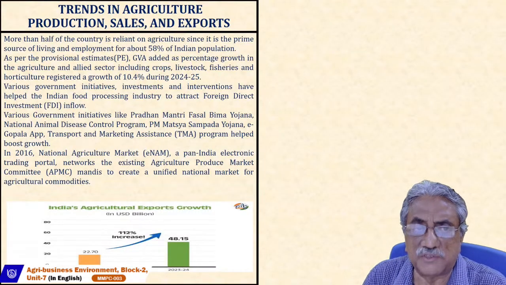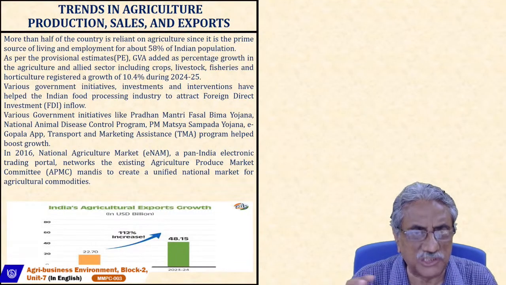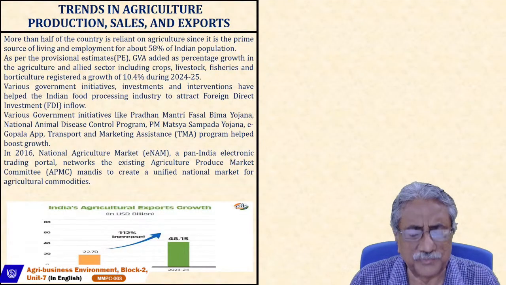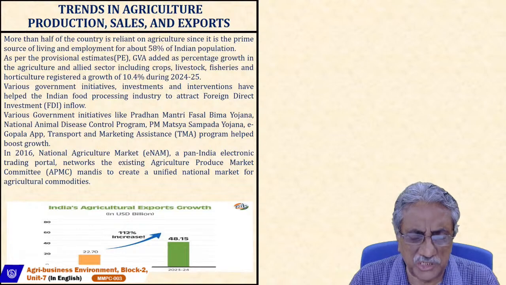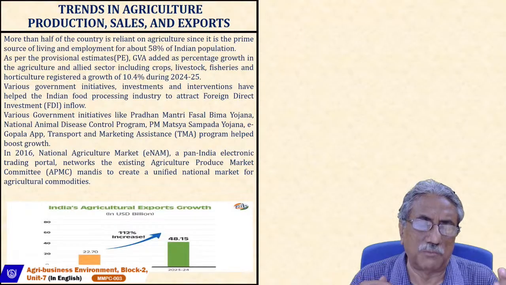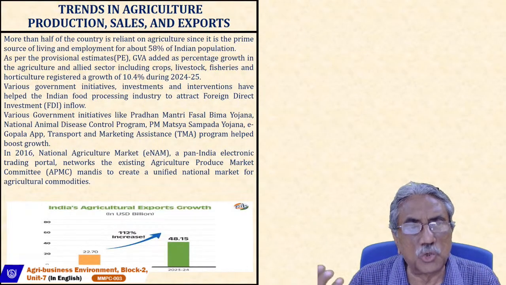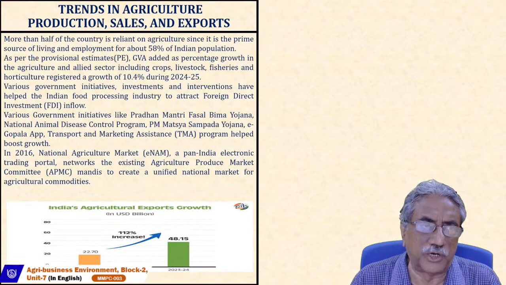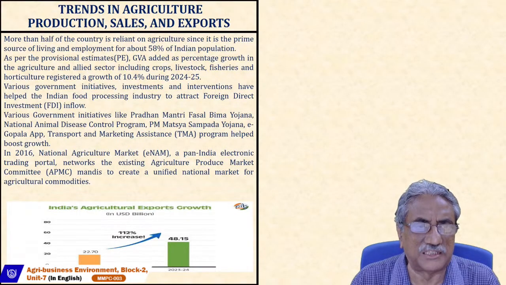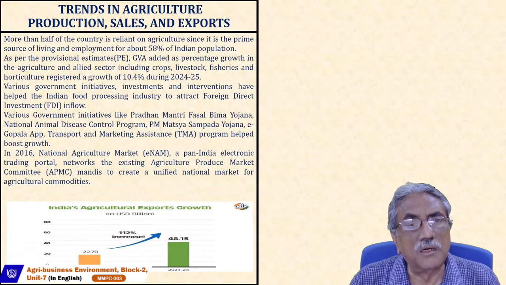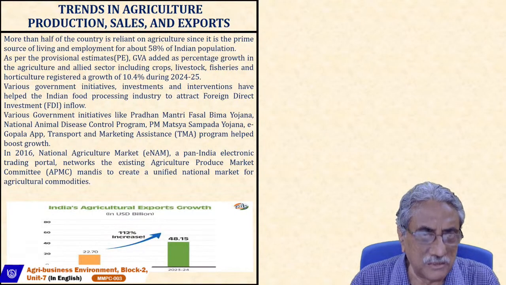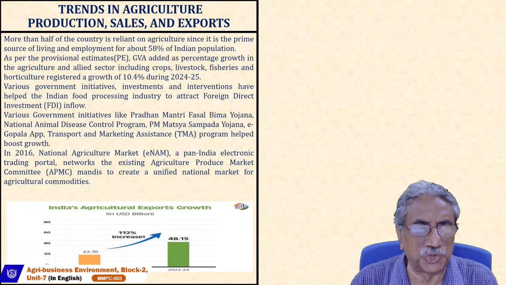Now, various government initiatives like Pradhan Mantri Fasal Bima Yojana. Why Fasal Bima Yojana? Because suppose I have taken a lot of trouble and cultivated rice or wheat, but then there is a flood, or there is no rain. So all my effort goes for a toss. So that's why I can buy a Bima Yojana from the bank which is financing me, and from that the bank will recover the loan I have taken to cultivate the land. That is the purpose of Pradhan Mantri Fasal Bima Yojana.